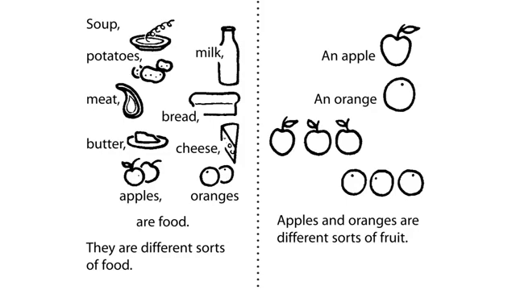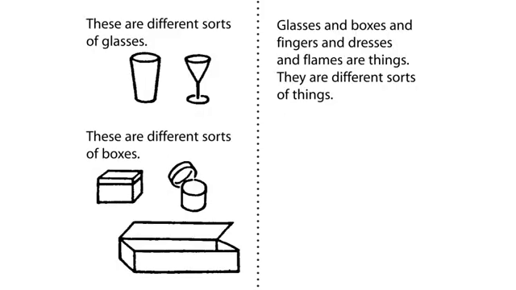Soup, potatoes, milk, meat, bread, butter, cheese, apples, oranges are food. They are different sorts of food. An apple, an orange. Apples and oranges are different sorts of fruits. These are different sorts of glasses. These are different sorts of boxes. Glasses and boxes and fingers and dresses and flames are things. They are different sorts of things.